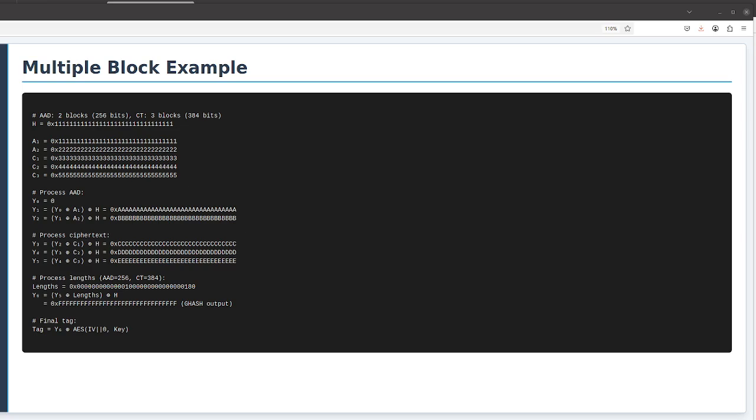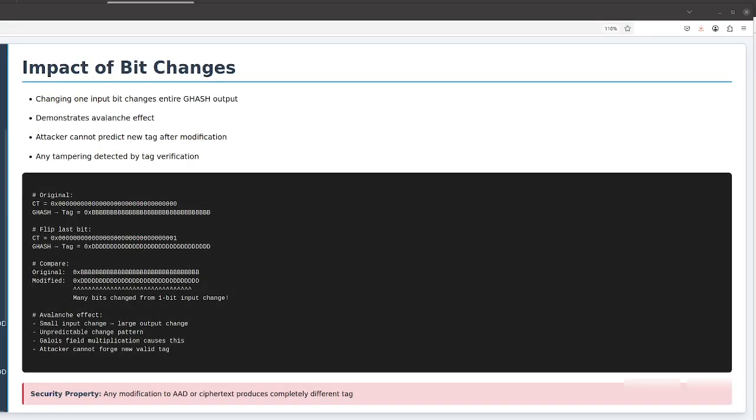This tag authenticates all 2 AAD blocks and 3 ciphertext blocks. Notice how the accumulator Y evolved through 6 steps, incorporating each block's contribution through the Galois multiplication. Impact of bit changes on GHASH.